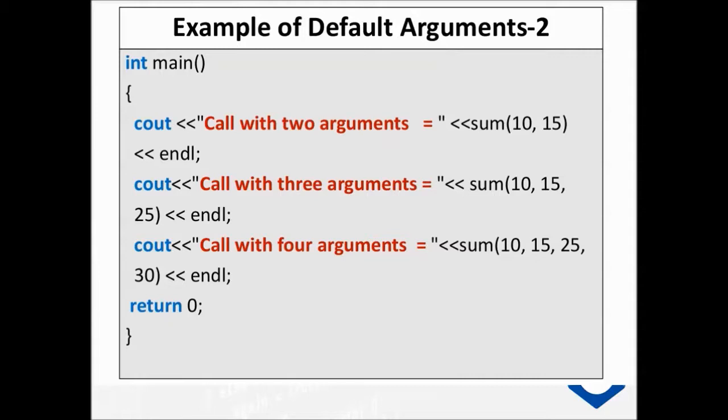Now z takes the value 20 instead of z is equal to 0, and the remaining w variable uses the default argument value, that is w is equal to 0. Similarly, when we call this function with 4 values, we write sum 10, 15, 25, 30. Then x takes the value 10, y takes the value 15, z takes the value 25, and w takes the value 30.